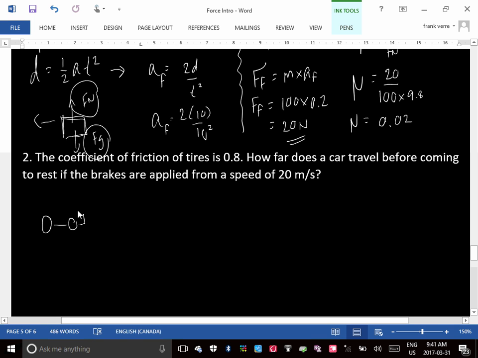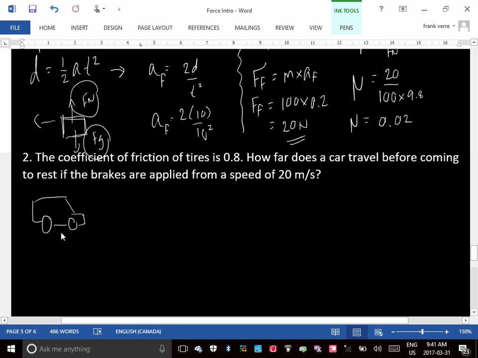Now, are you upset that I didn't give you the mass of the car? Some things in physics you may think that you don't have enough information because either your teacher screwed up, and if it's me, there's a good chance I screwed up, or maybe you don't need it. So let's see if we don't need it.